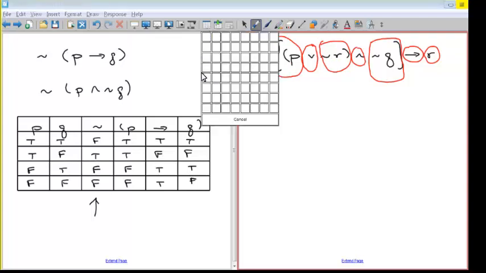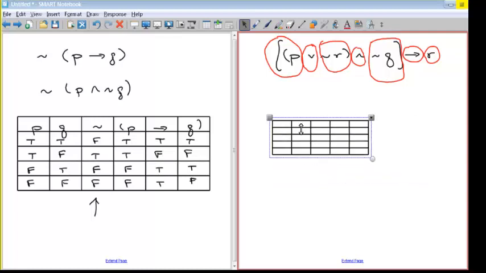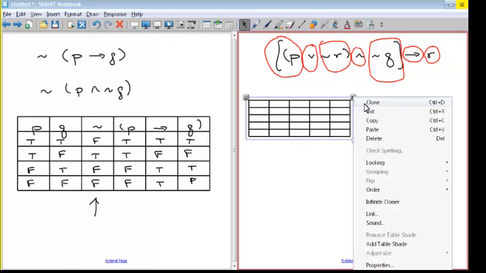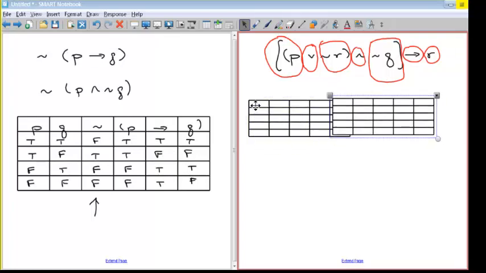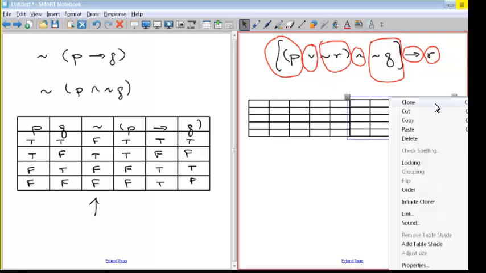So I'm going to need 10 columns by 9 rows. So I'm going to go ahead and make mine 5 by 5, and I'm going to double it, make that big enough. If I gave you 10 rows, I'll give you 10 columns, just so you know.